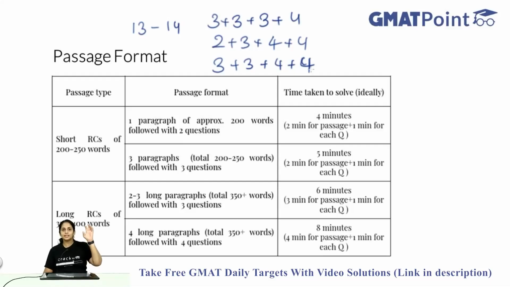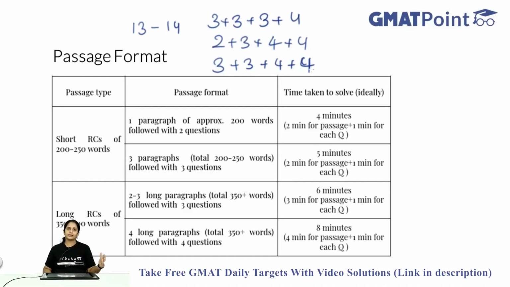So I would suggest the ideal combination: spend 2 minutes on the passage and 1 minute per question. If you have a shorter passage with 3 questions also, spend 2 minutes on the passage because it is still 250 words. You do not need 3 minutes for it, and 1 minute per question, which adds up to about 5 minutes.